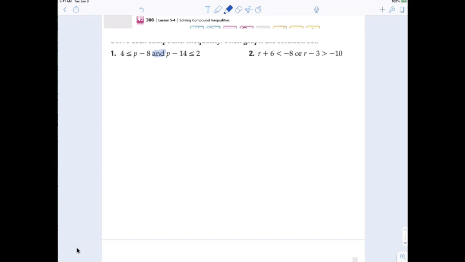All right, so here we go. The first part, I have to just add 8. Whoever said that, thank you. So this is going to be 12 is less than or equal to P. Everybody good with that? But of course, that's not how we write it. We write it as P is greater than or equal to 12. Is everybody good with this? Well, I'm not done with the problem yet. That's the first half because that's the first inequality. Now I'm doing the next one. The next one we would say P is less than or equal to 16.